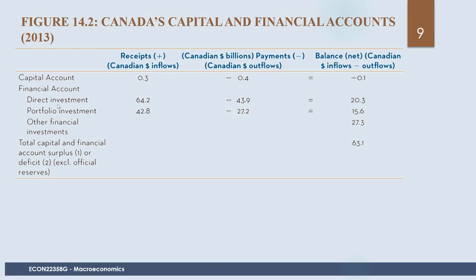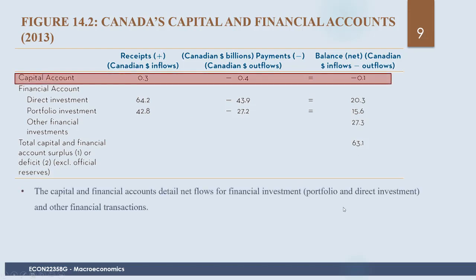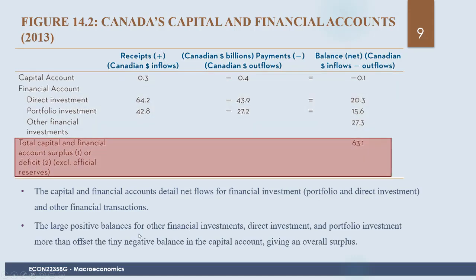And so here we have direct investment, portfolio investment, and other financial investments, and we see here that the receipts exceed the payments. And so the overall balance here is positive, and it's $63.1 billion in 2013. Okay, so again, let's just go over this to reinforce it. The capital and financial accounts detail net flows for financial investment, portfolio and direct investment, and other financial transactions. And so the large positive balances for other financial investments, direct investments, and portfolio investments more than offset that tiny deficit we had in the capital account. And so the net result is that we have an overall surplus.